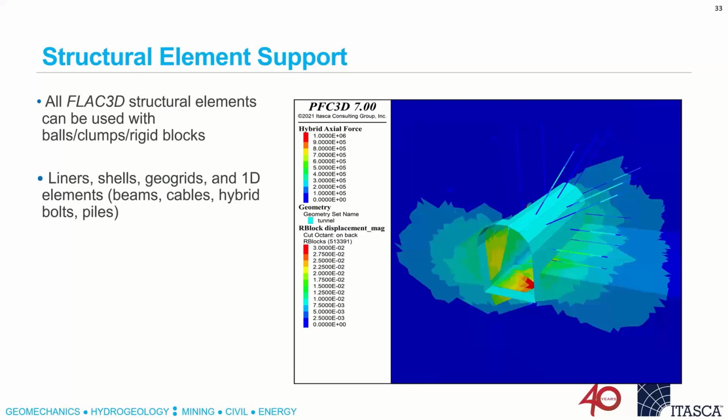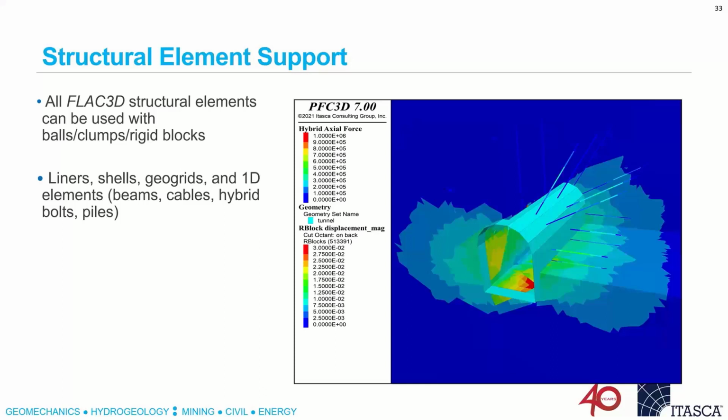So all the FLAC3D structural elements can be used with balls or clumps or rigid blocks. And that includes liners, shells, geogrids, and all the 1D structural elements. So beams, cables, hybrid bolts, and piles. So the hybrid bolt implementation is the FLAC3D hybrid bolt implementation, and this has been ported to PFC relatively recently.